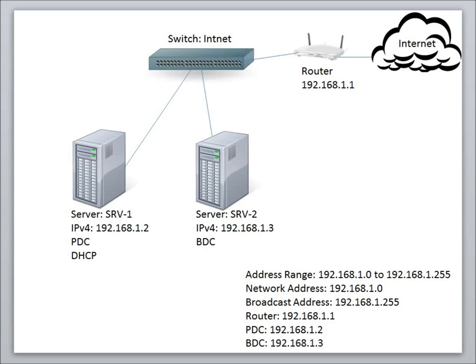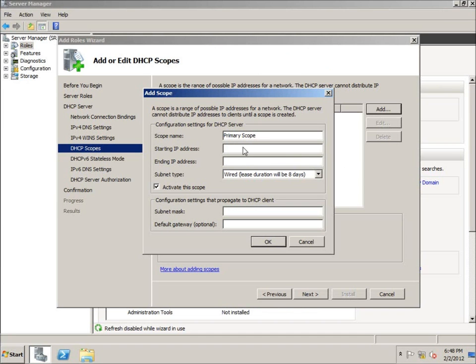So let's go ahead and go back to that. And for our starting IP address, we'll start 192.168.1.50. And that gives us basically 1 through 49 to use for static IP addresses. And so we're going to end this at 192.168.1.254.